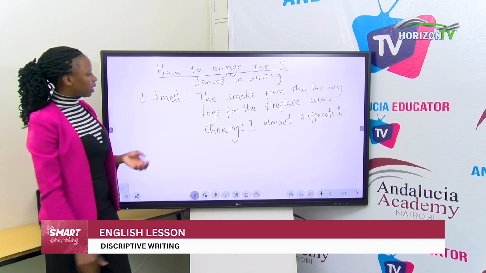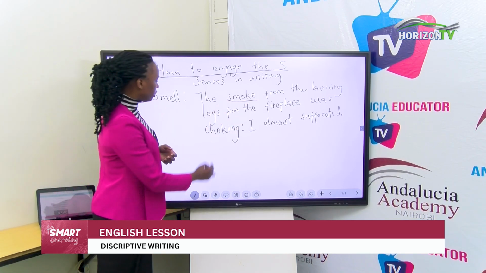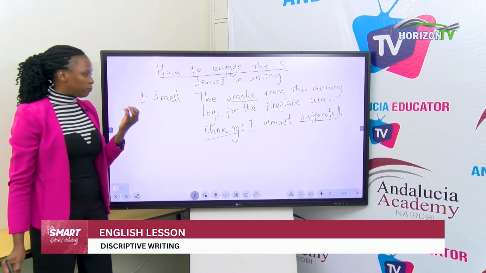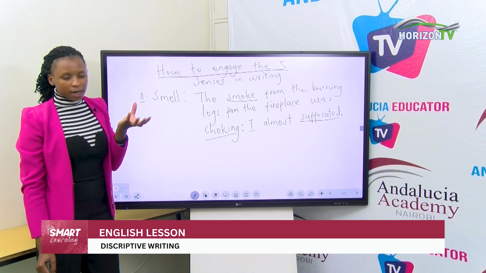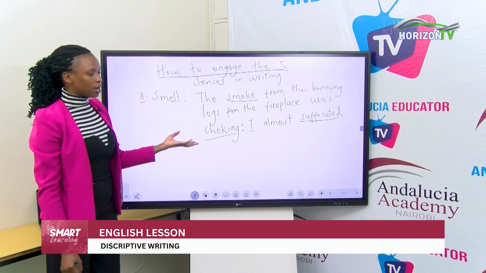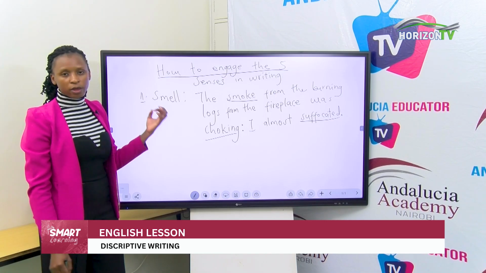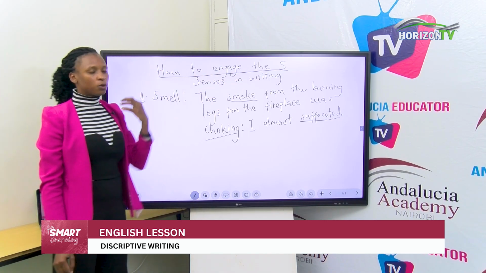For instance, we are looking at the word smoke. We are looking at the word choking, and the word suffocated. When you smell dust, if you're allergic to dust, you feel like you're suffocating. When you smell smoke, you feel like suffocating. It could be choking as well. So the type of vocabulary you select and the way you use it will bring out the 5 senses we are looking at.